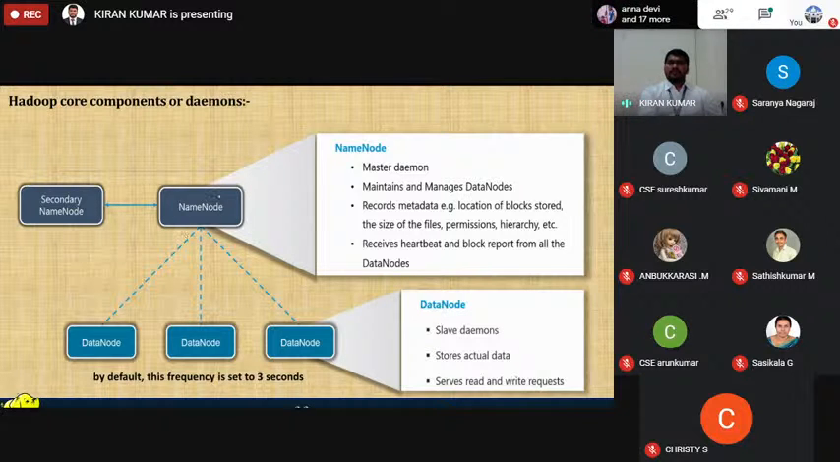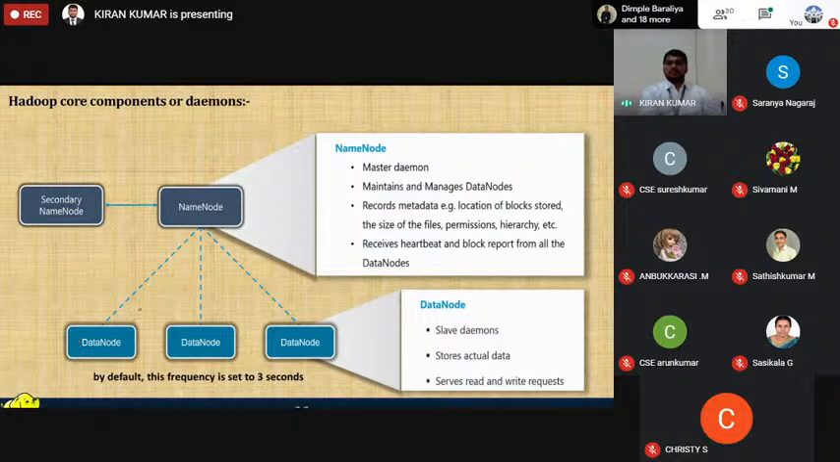The first one, the name node. The name node is nothing but a master daemon. If I say it is a master, all these data nodes are the slave nodes. You can see here the slave daemons and the master daemon. The name node is a machine, or I can say a computer, which has the information about all these data nodes. It maintains and manages the data nodes. So the responsibility of the name node is to maintain and manage all the data nodes.